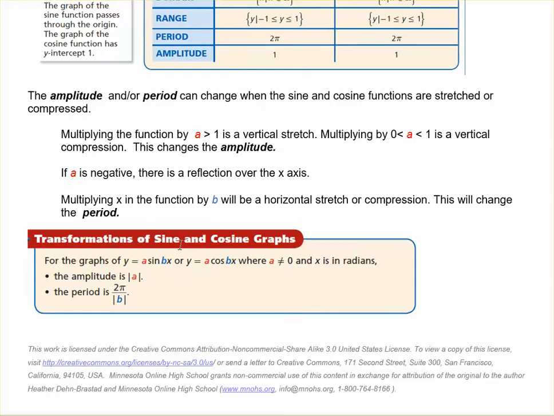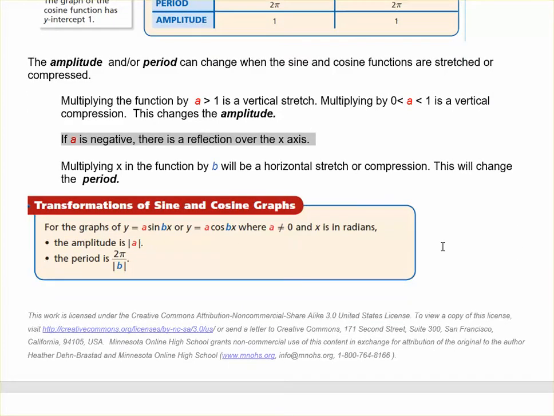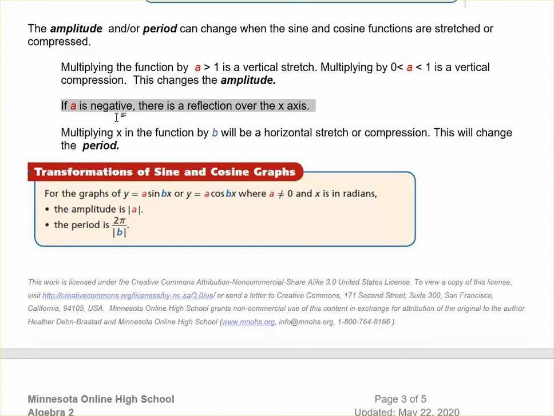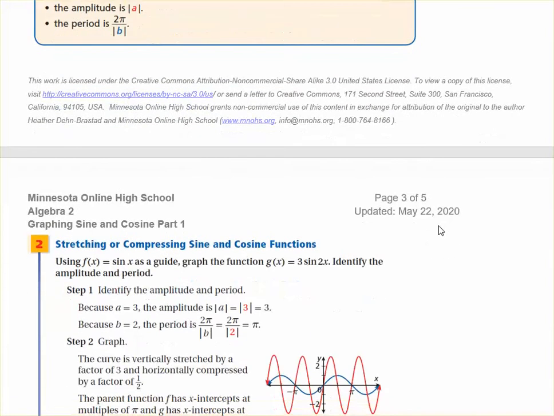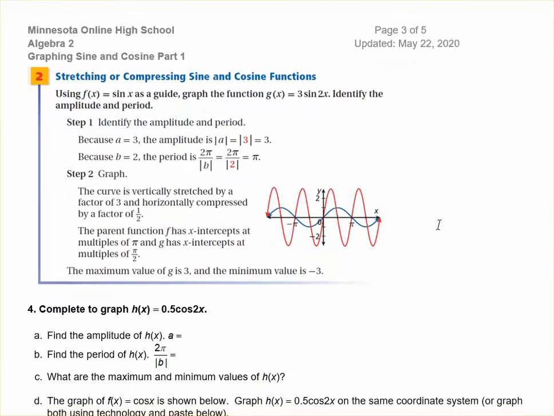And multiplying by a negative a will reflect it over the x-axis. Changing the x value by a negative number would do something different, but we'll look at just if a is negative, it'll reflect over the x-axis. So it'll be upside down, kind of.